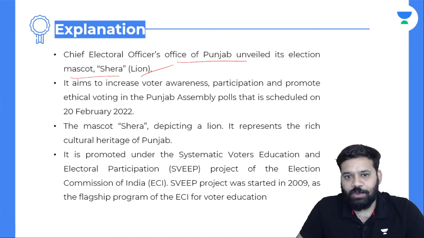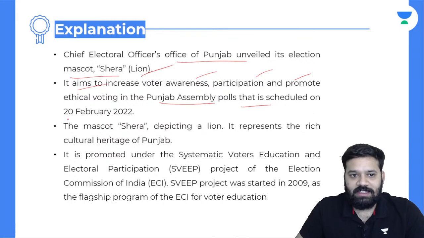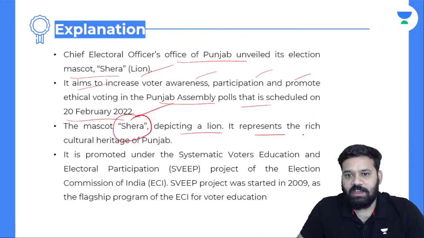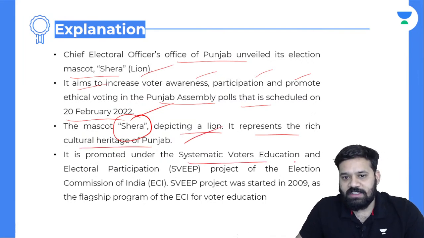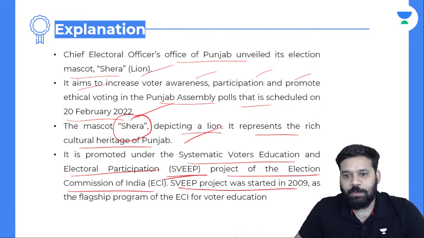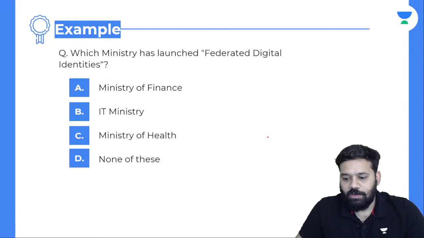It aims to increase voter awareness, participation and promote ethical voting in Punjab Assembly polls that is scheduled on 28 February 2022. The mascot Shera, depicting a lion, represents the rich cultural heritage of Punjab. It is promoted under the Systematic Voters Education and Electoral Participation SWEEP project of the Election Commission of India. SWEEP project was started in 2009 as the flagship program of ECI for voter education. Shera means lion.